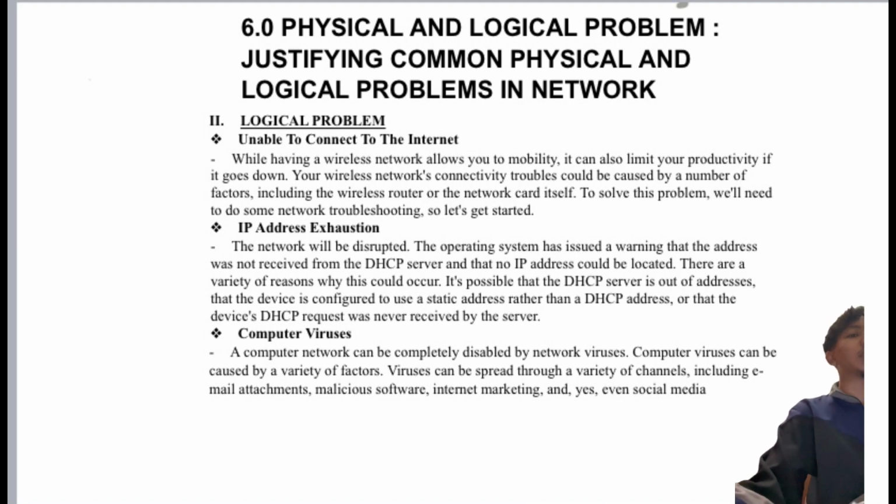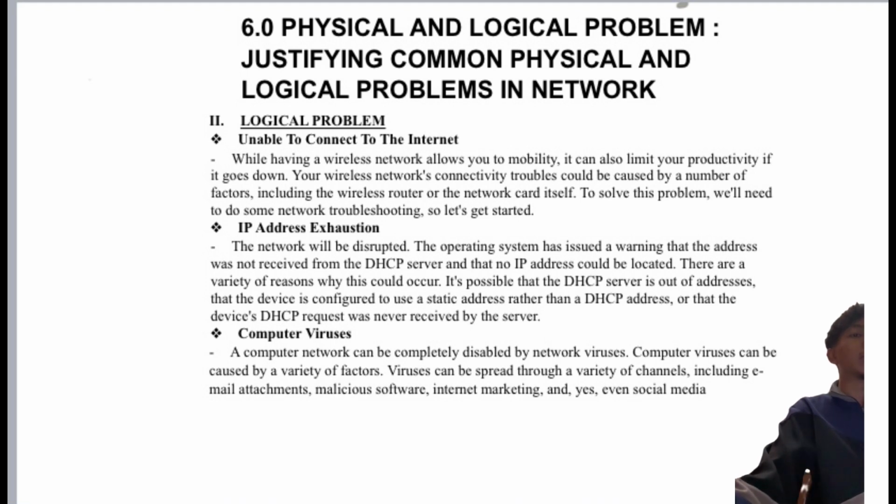IP address exhaustion: the network will be disrupted. The operating system has issued a warning that an address was not received from the DHCP server and that no IP address could be located. There are a variety of reasons why this could occur. It's possible that the DHCP server is out of addresses, that the device is configured to use a static address rather than a DHCP address, or that the device's DHCP request was never received by the server.